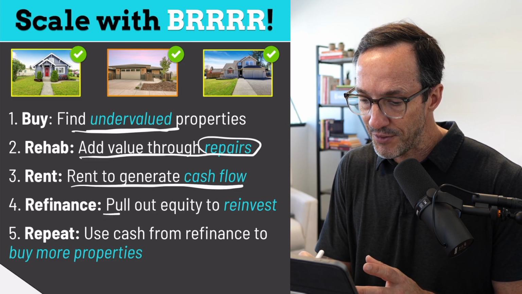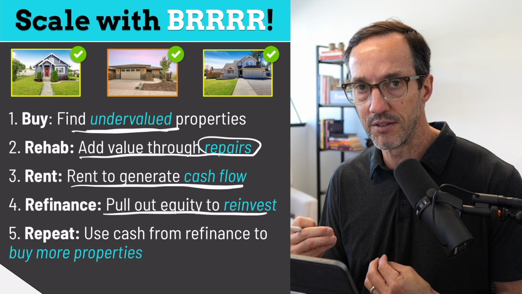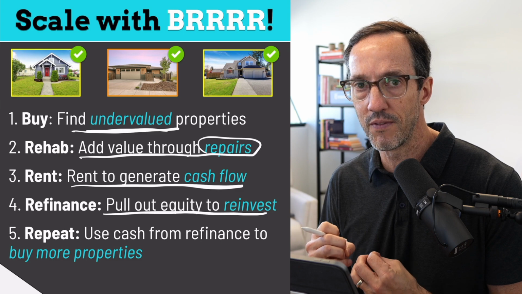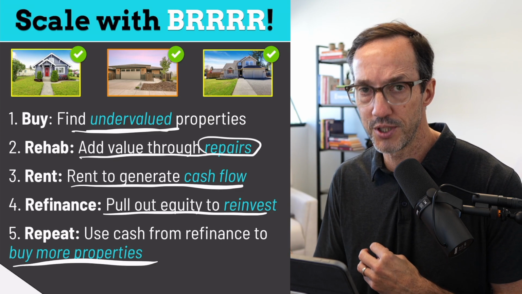Then after you get it rented and it's cash flowing, you can refinance and you pull money out of that property, and then you can use it to buy more properties or put down for more properties.